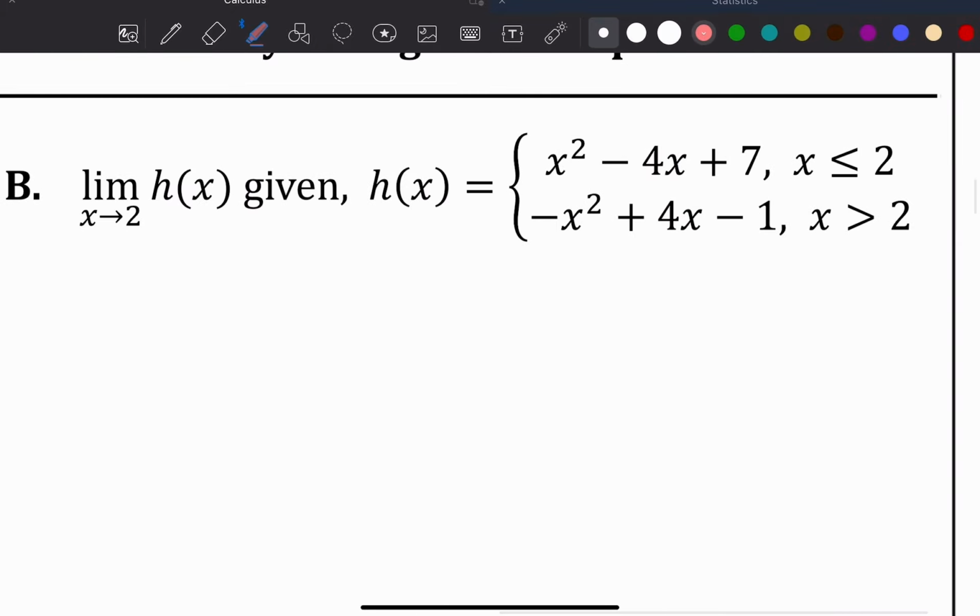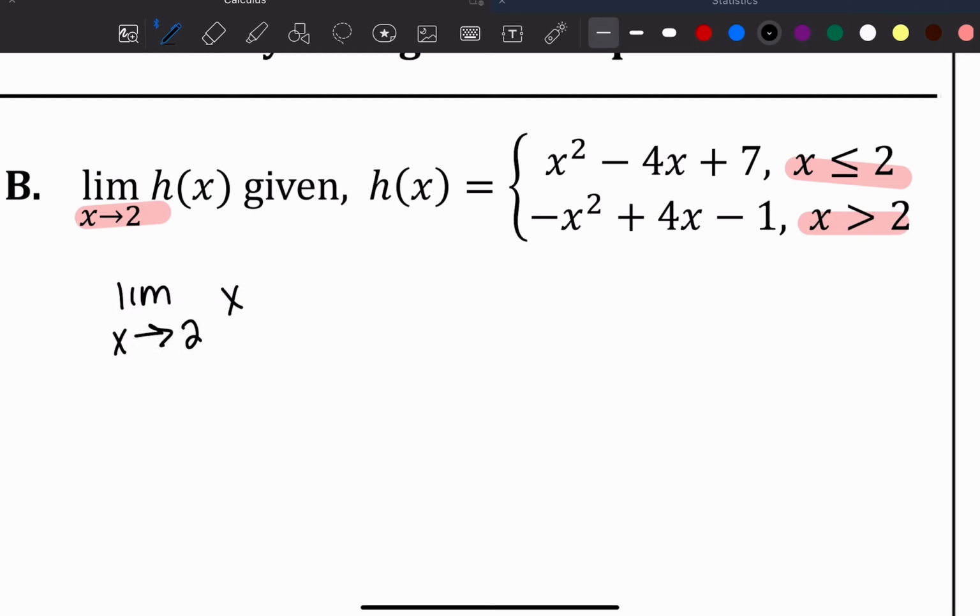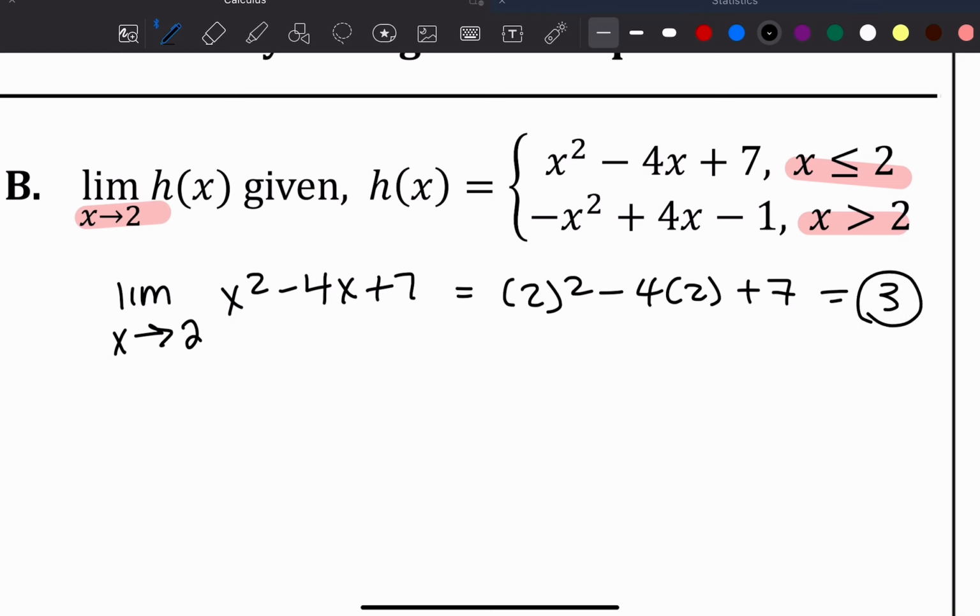Same for b. We have the limit of h of x as x approaches 2. Okay, we have two limits here. I'm going to look at as x approaches 2 in the very first domain as x is less than or equal to 2. So we have the limit as x approaches 2 of x squared minus 4x plus 7, which equals 2 squared minus 4 times 2 plus 7, which is 3.